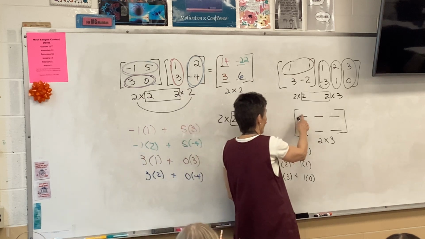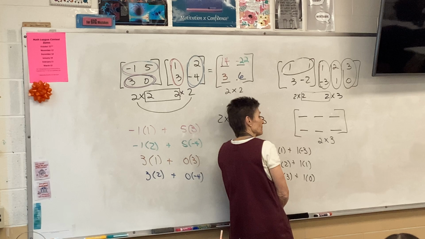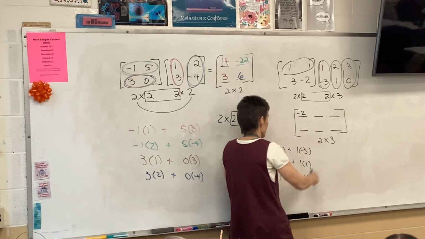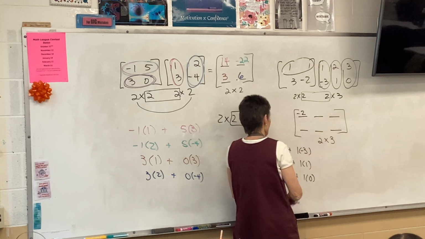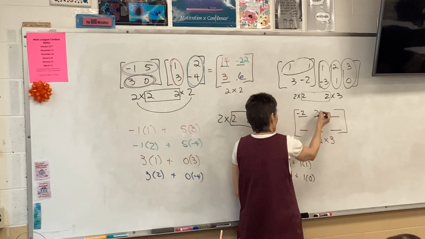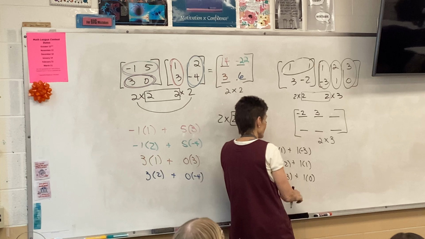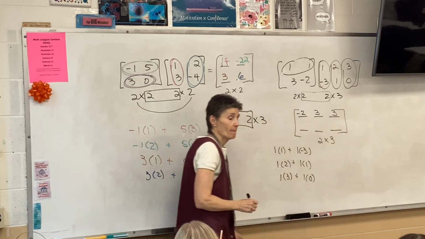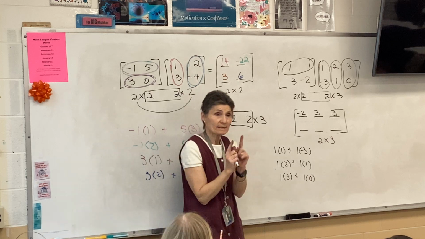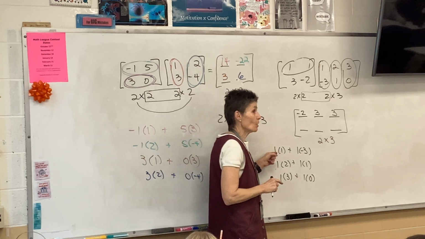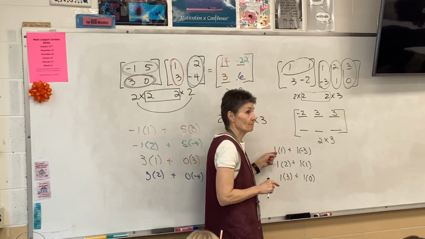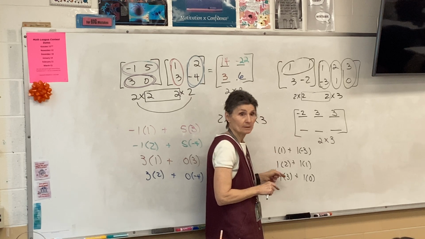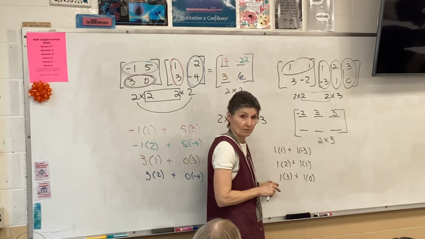This one would be what? Negative 2. This one would be 3. And the last one in the top row is also 3. So once again, first row, first column. First row, second column. First row, third column.